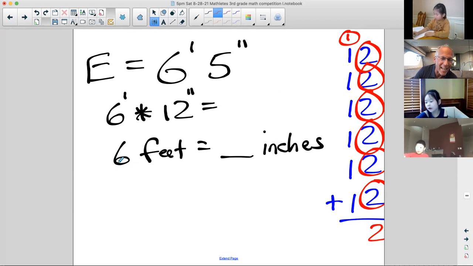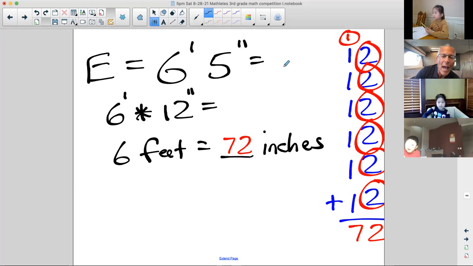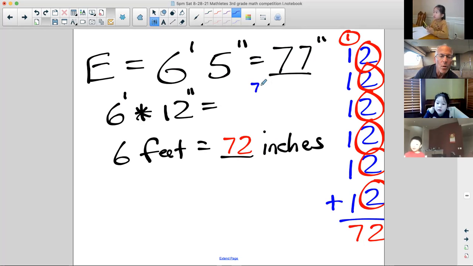And remember, this is 6 feet. 6 plus 1 is? 7. Now, how many inches tall is Eric? How many? 72. That would be a 6 foot. 77. Yes. Jason, why did you say 77? 72. 12 plus 5 equals 77. Nice job. Very nice job.